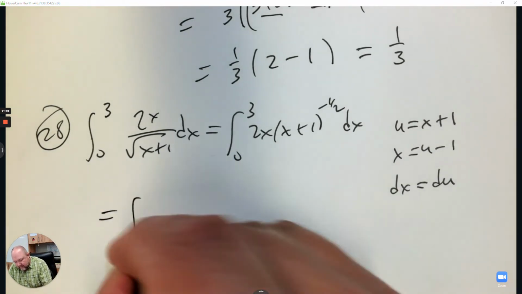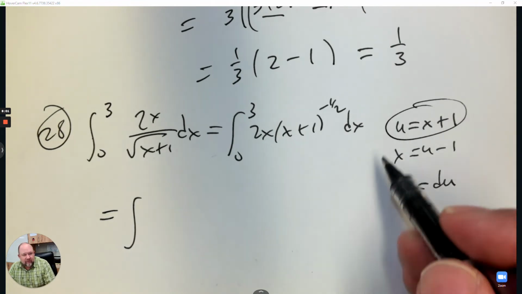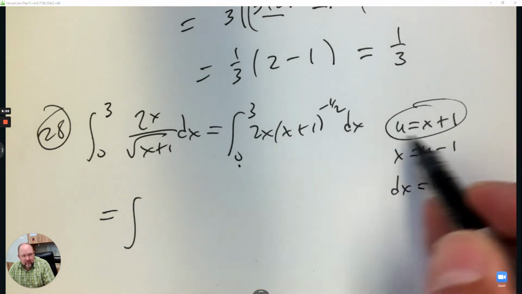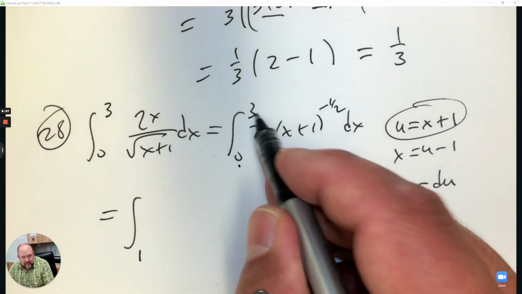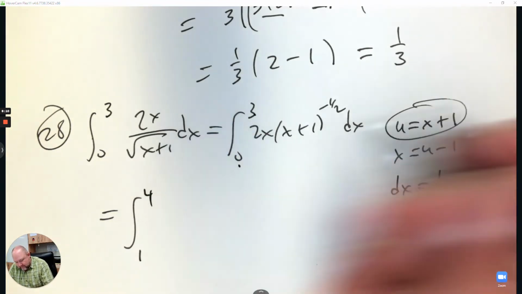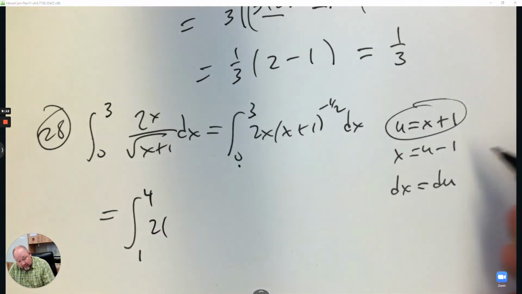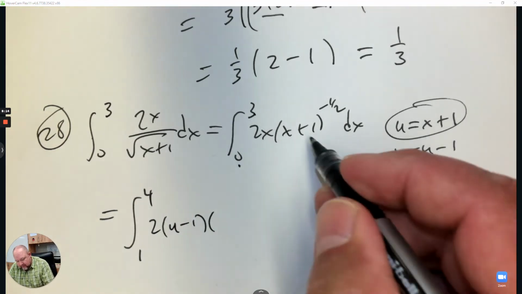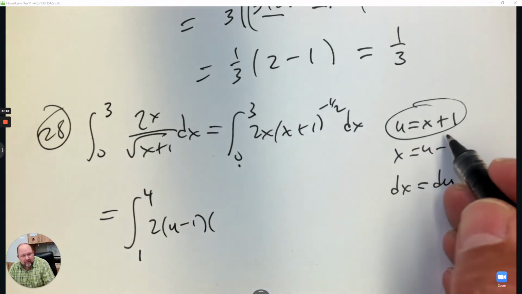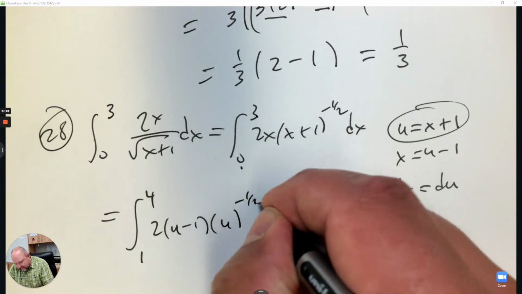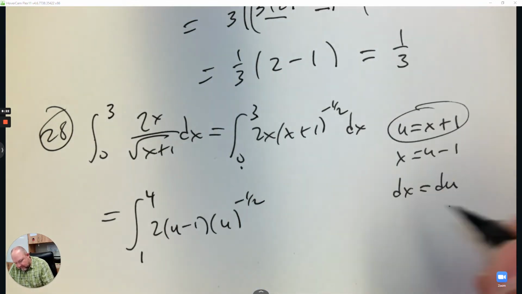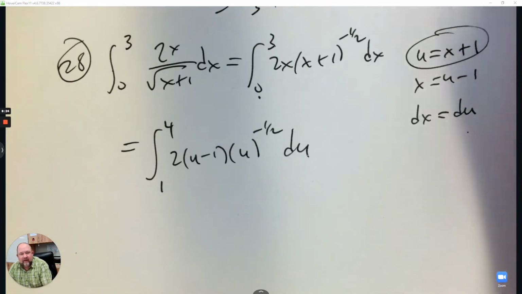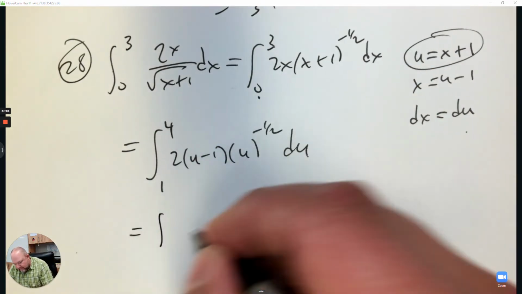So I'm going to rewrite this. I'm going to use this to change it to u. So if x is 0, 0 plus 1 is 1. If x is 3, 3 plus 1 is 4. And then I'm going to do a substitution. So x is u subtract 1. x plus 1 is u to the negative a half, and dx is du. All right, now I'm going to do some algebra to simplify this.